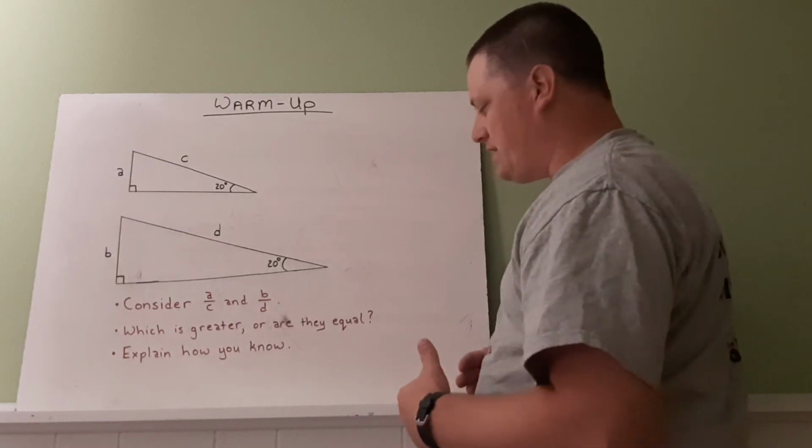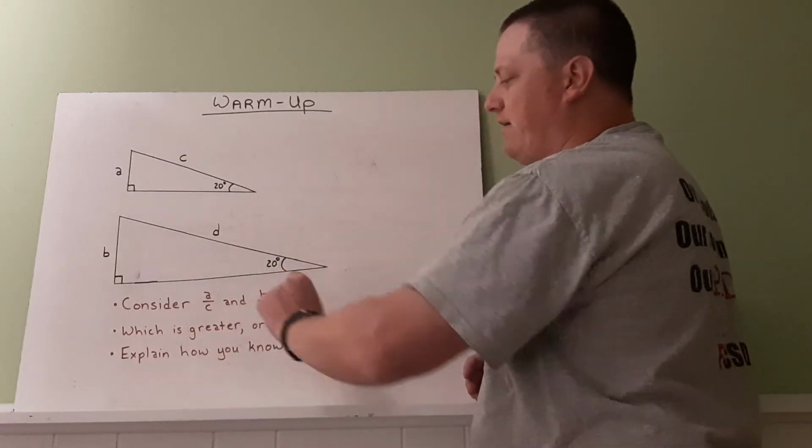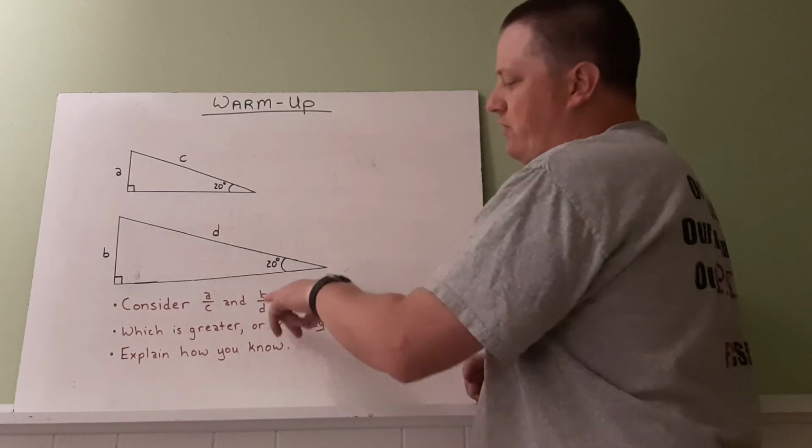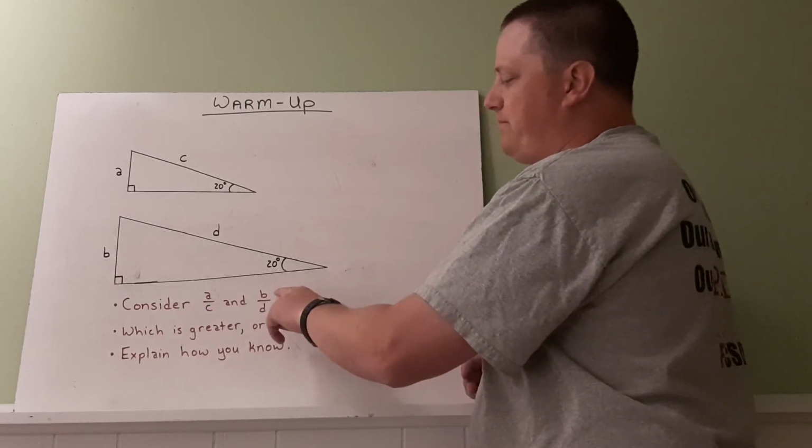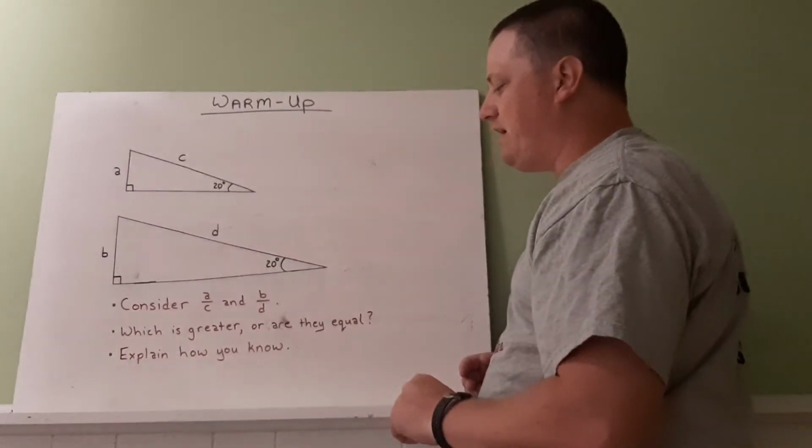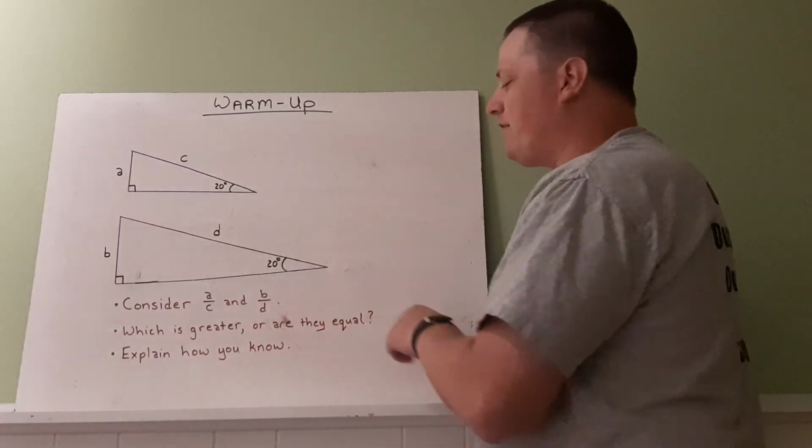So the question we're looking at is, which is greater? Is A over C greater than B over D? Or is B over D greater than A over C? Or the other option is, are they equal?